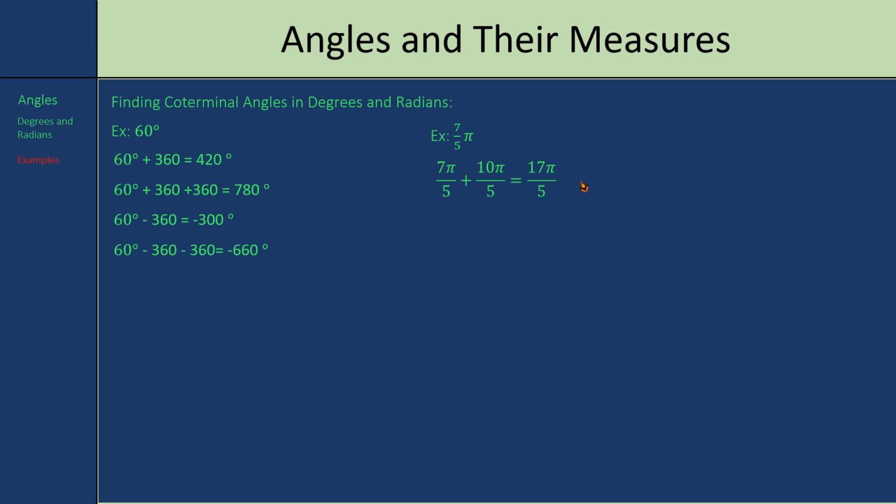If you want to do more, go in another circle, add another 10 pi over 5. I get 27 pi over 5. If you want to get negative, you subtract 10 pi over 5. I get negative 3 pi over 5. Or do it twice and I get negative 13 pi over 5. The whole idea is if you want coterminal angles in terms of radian, you add or subtract 2 pi and change it to a common denominator so you can do it. That's all.